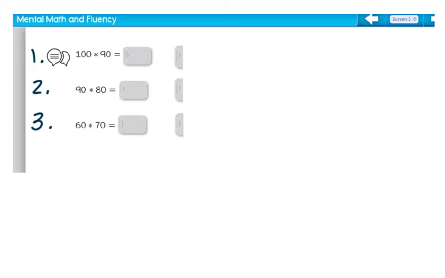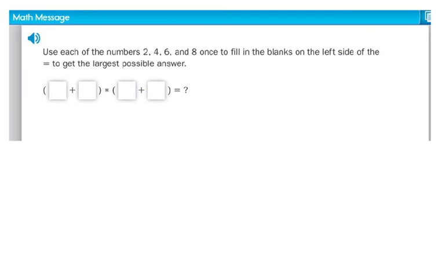Number 1, 100 times 90 is, 1 times 9 is 9 with 3 zeros behind it, 9,000. 9 times 8 is 72 with 2 zeros behind it. And 6 times 7 is 42 with 2 zeros. All right, go ahead and erase your whiteboard.